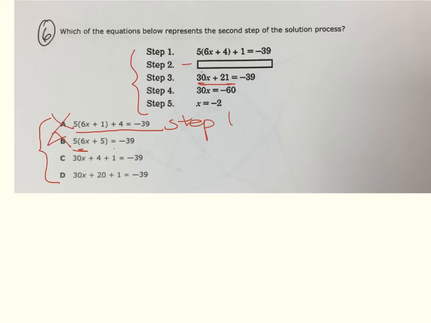The next one, okay, I could see where 30x would be up here. 30x, it would be plus something, wouldn't it? Okay. How would I get from 4 plus 1 to 21? 4 plus 1 to 21 versus 20 plus 1 to 21. I think 20 plus 1 equals 21, so that would be your next answer here. So D would be your answer.